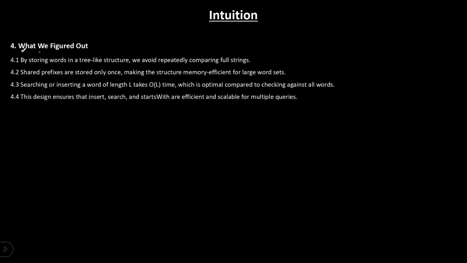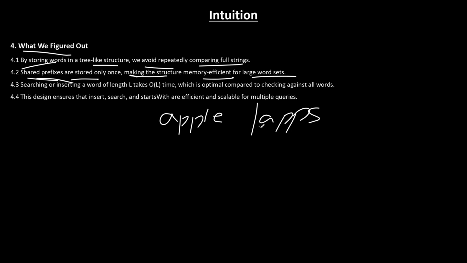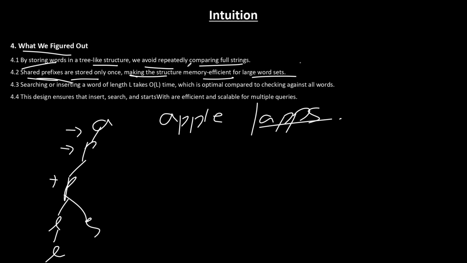Now, what did we figure out from the problem? We figured out that by storing the word in a tree-like structure, we avoid repeatedly comparing full strings. Shared prefixes are stored only once, making the structure more efficient for large word sets. If you remember shared prefixes, that means if you have a word apple with you and apps with you, what will happen is that you will store a, p, p, l, e. Then for a, you won't be storing one more a. It's the same prefix, it's common. So a, p, p. Then from here we can create another word with s. This is what this 4.2 point describes.